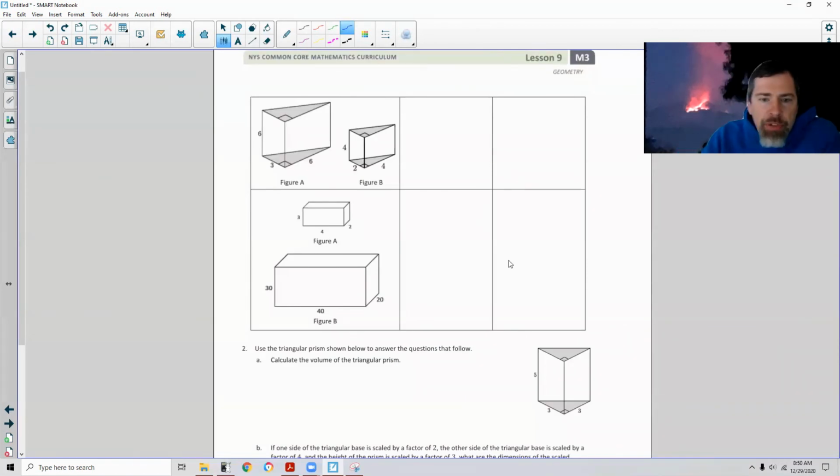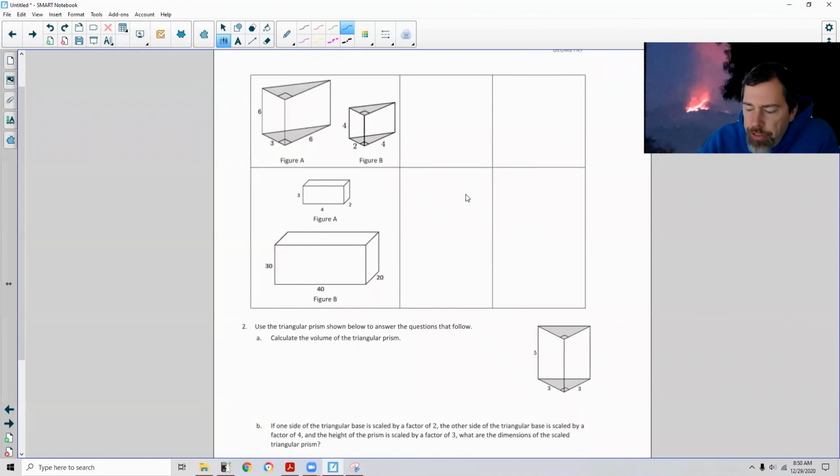Okay, a couple more examples from page 4 here. So let's continue with this, and this should just be really quick now. Let's set up our ratios. The height of our base is 3. The height of this base is 2. The base of the base is 6. The base of this base is 4. The height of the prism is 6. The height of this prism is 4. So the reduced ratio is 3 to 2.